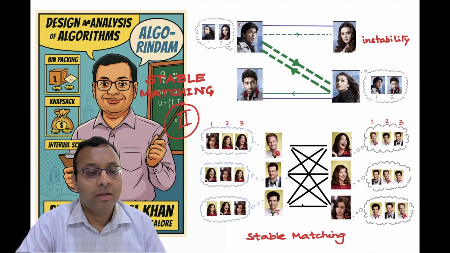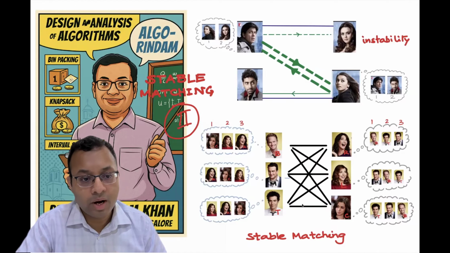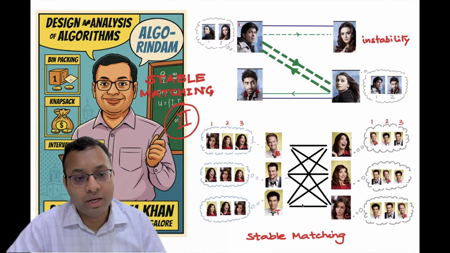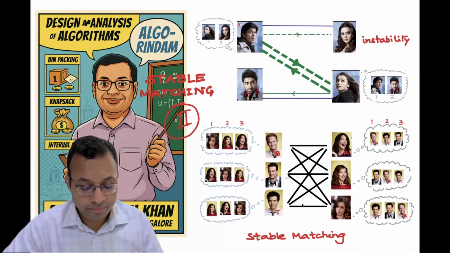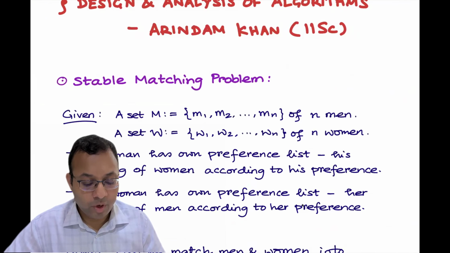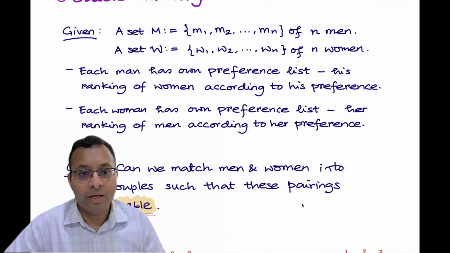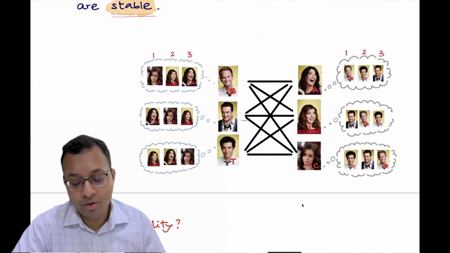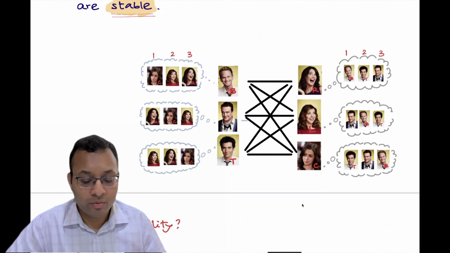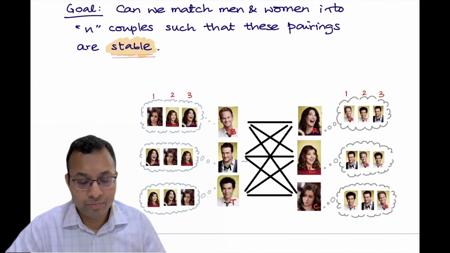Welcome everyone, and in this lecture, we'll continue lecture 2 of Design and Analysis of Algorithms. In the last lecture, we started the stable matching problem. We defined the problem, where we are given n men and n women, and each man has their own preference list. Women also have their own preference list, and our goal is to find a stable matching.